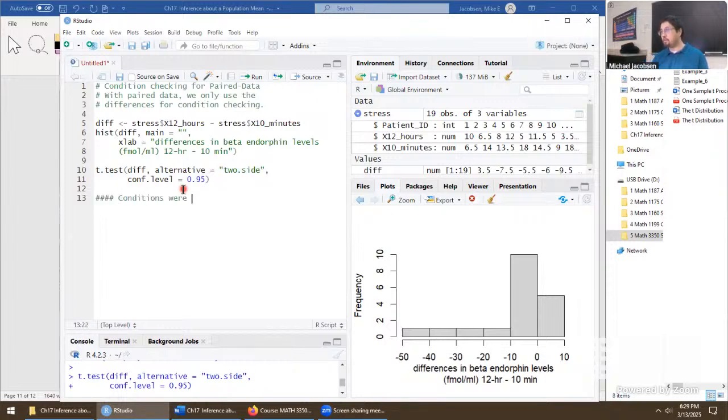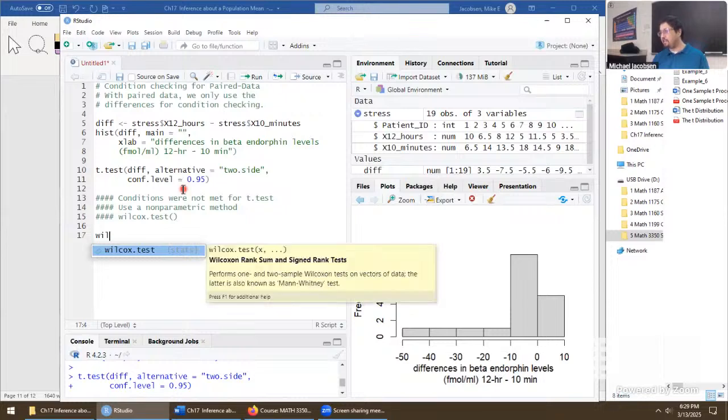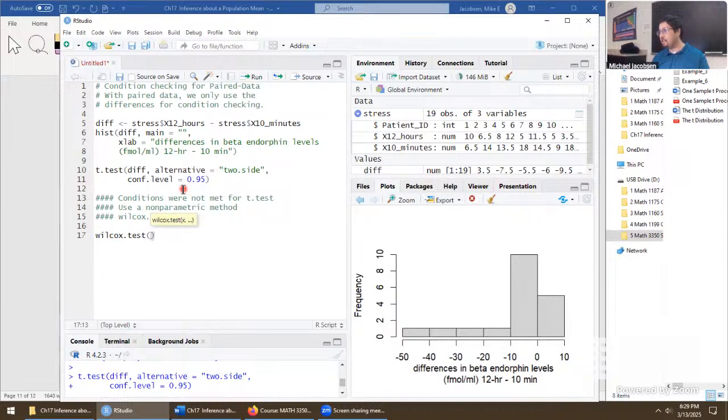Conditions were not met for the t-test. Use a non-parametric method, and that's going to be wilcox.test. So this is the next method we're going to run. Go wilcox.test, and it's kind of nice that autocomplete is really fast on this computer. We pass to it, same thing, just the differences.